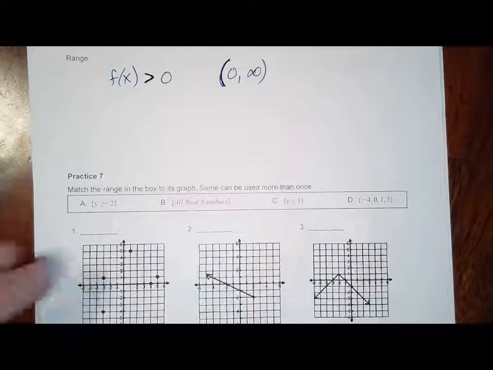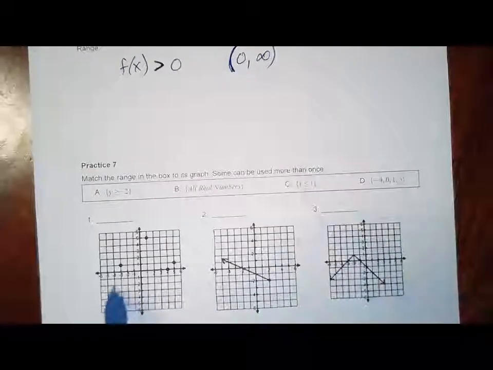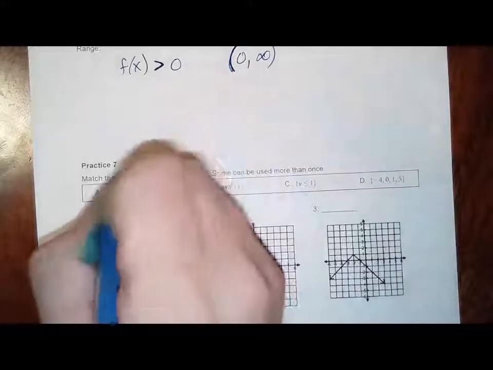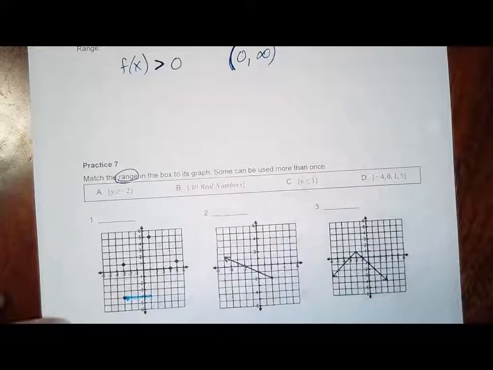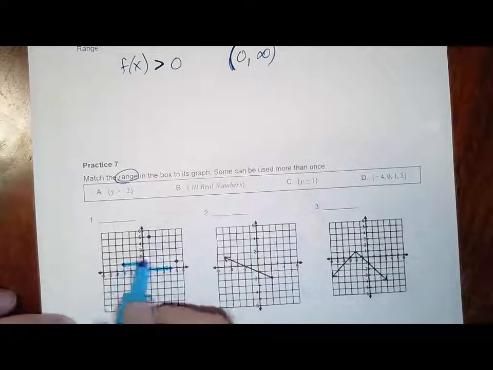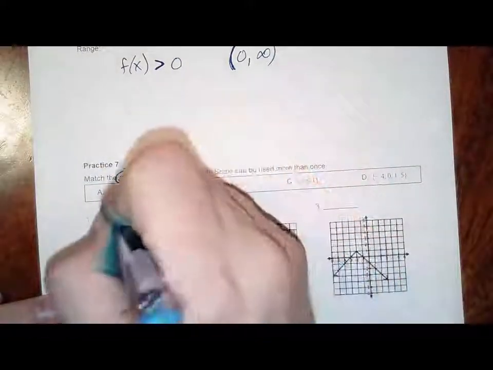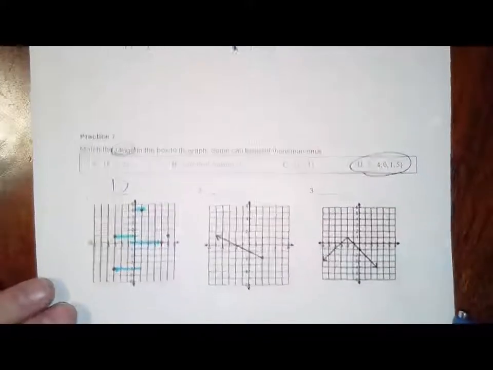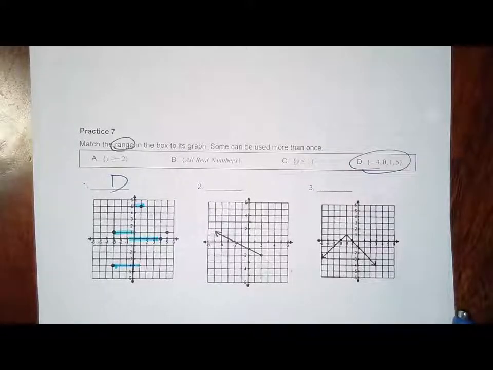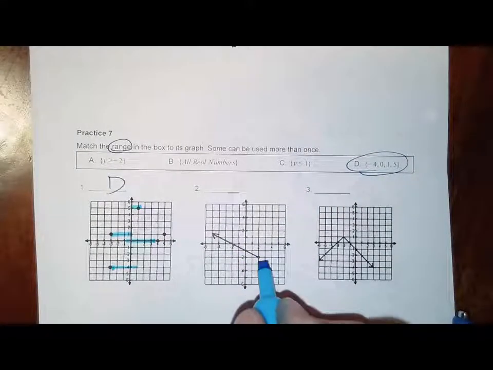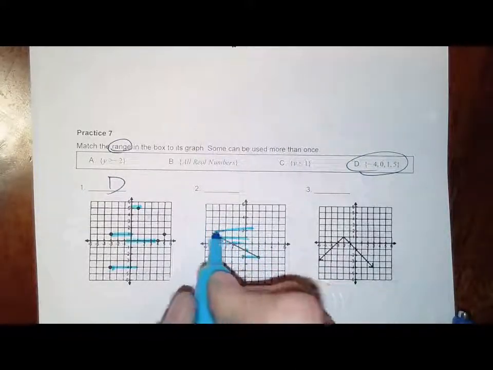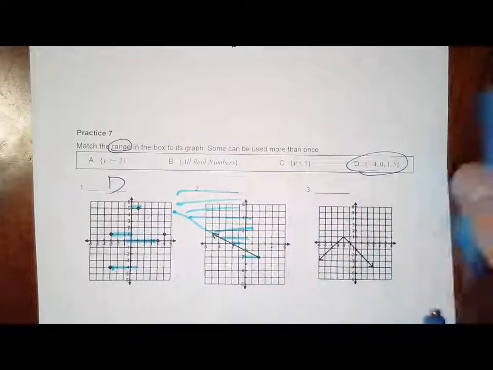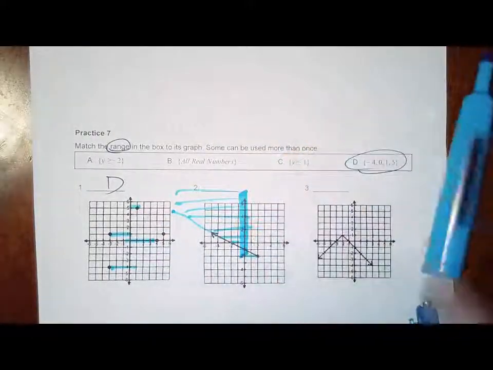All right, let's do 1. Does it continue to the next page? No, perfect. All right, so number 1, match the range, we have a set of dots. So the range is -4, 0, 1, 5. That one. Again, range, check y values. That y value, and that y value, and that y value, and it keeps going that way. So the range is all of those numbers.